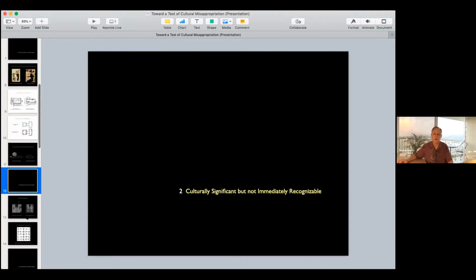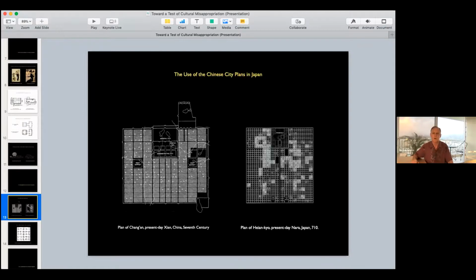Second category would be culturally significant but not immediately recognizable. So the city of Nara in Japan, Heian-kyo, was based directly on the city of Chang'an, present-day Xi'an in China. But any Chinese walking through Nara, even in the 700s, would not have instantly recognized it, because it's an abstract plan, and the buildings would have been Japanese, not Chinese. So again, this is a culturally significant form. It has meaning in terms of Chinese culture, but it was not immediately recognizable in Nara. So I would argue no harm.